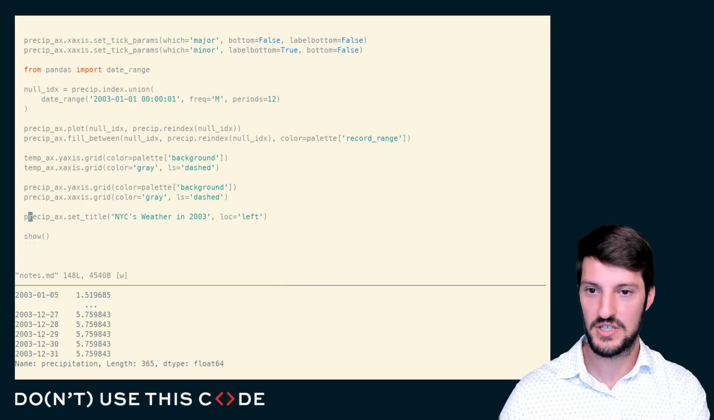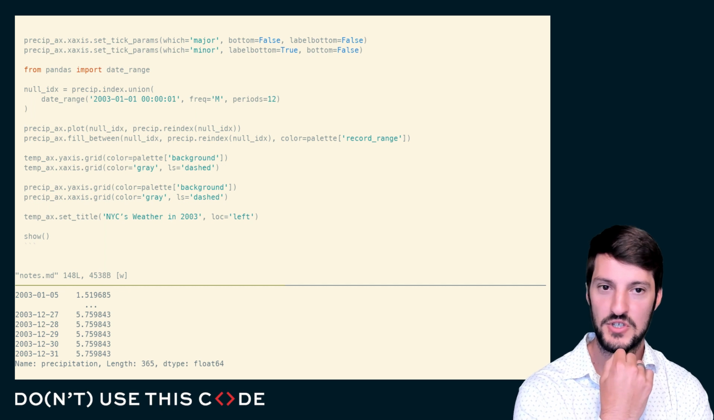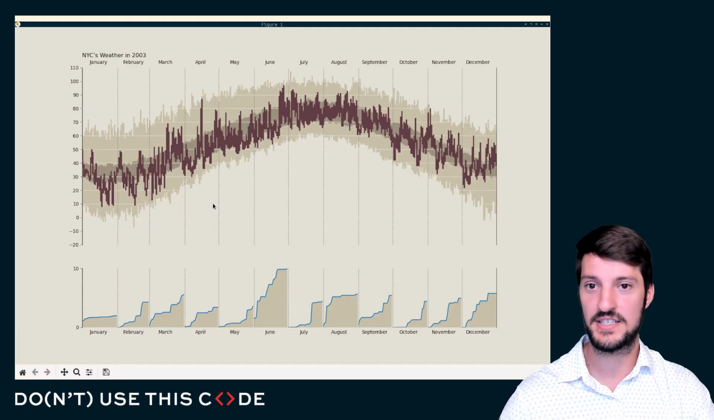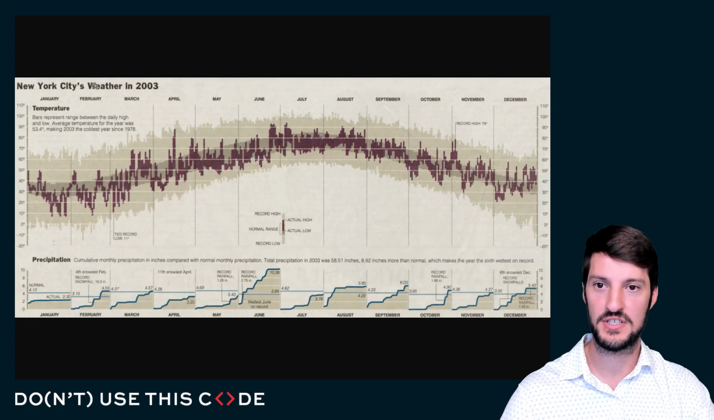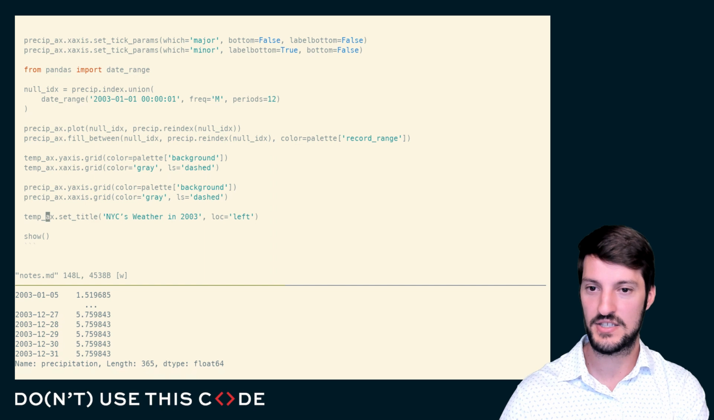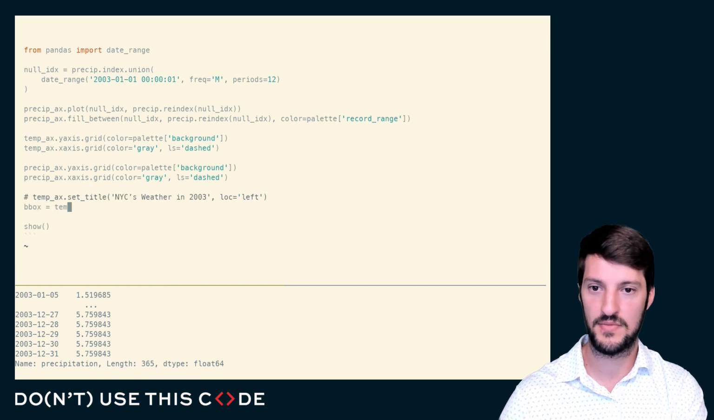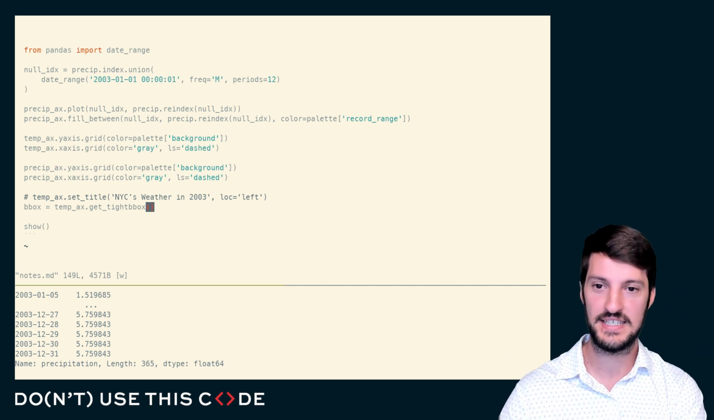When we do this, and this should be temp AX, for our temperature here, you can see that our title is left justified, but it's left aligned against the spine itself, whereas in Tufte's visualization, it's left aligned against the left-hand side of our tick label on the y-axis. So instead of doing that, we're actually going to want to grab the bounding box. This is a way of getting the rectangle that wraps our entire axes.